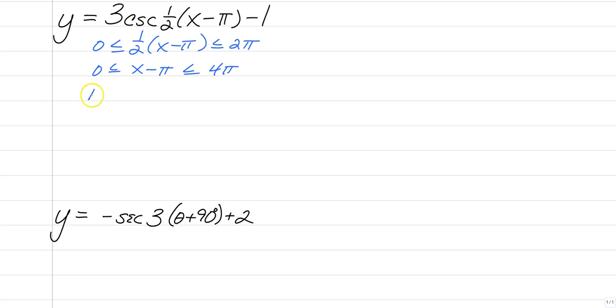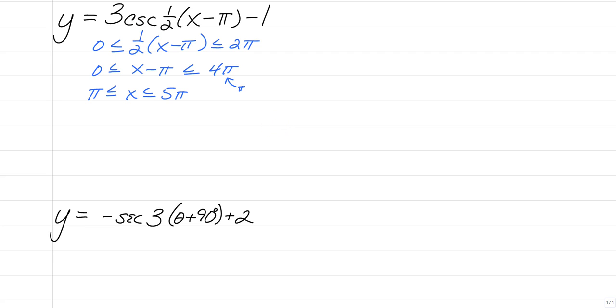And then add pi to both sides. And our range is going to be from pi to 5 pi. Now remember, our period is 4 pi, so we divide that by 4. And our interval is 5.